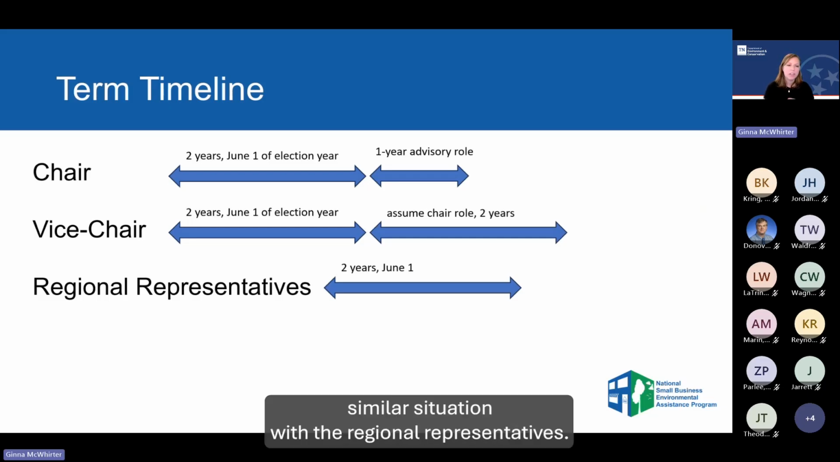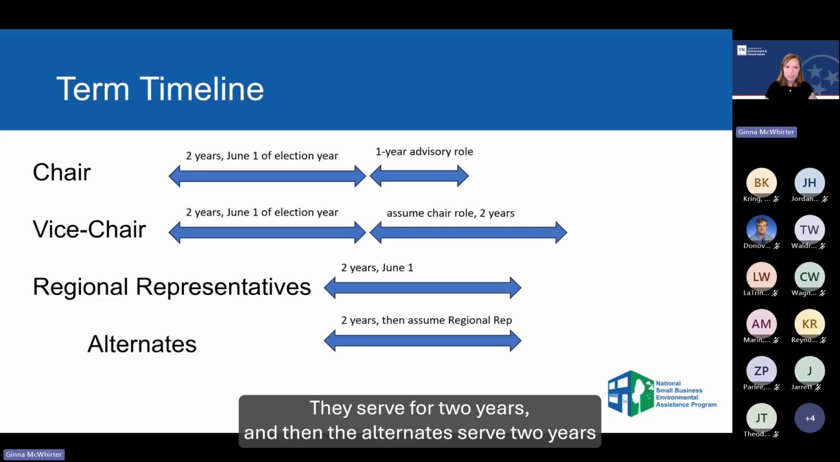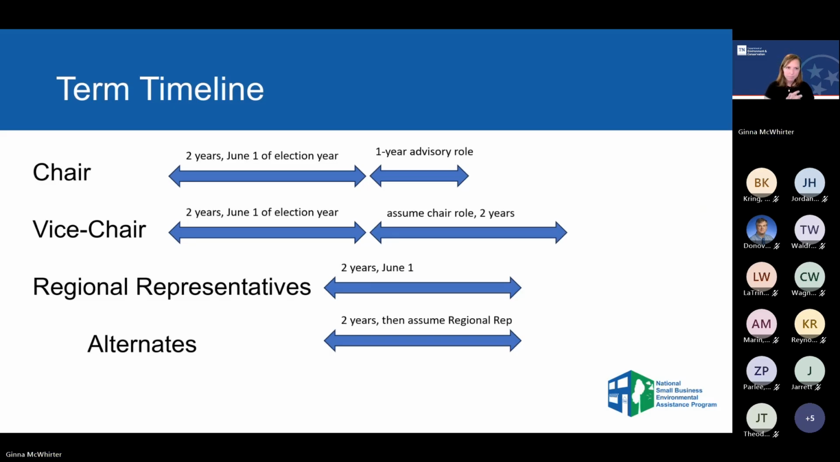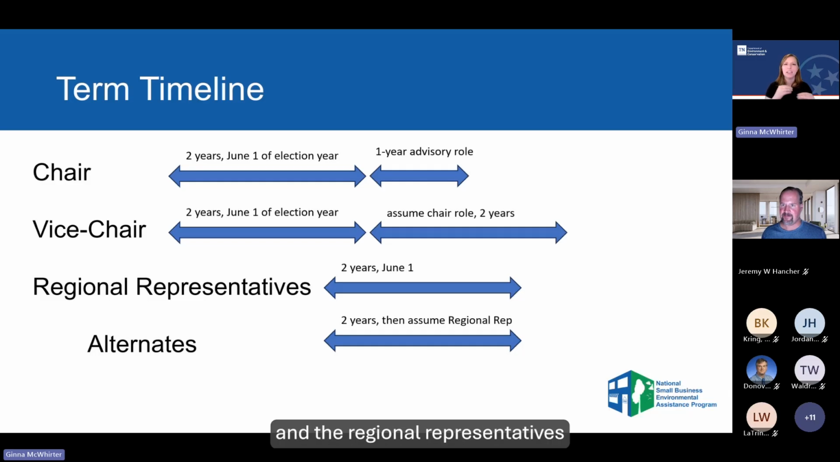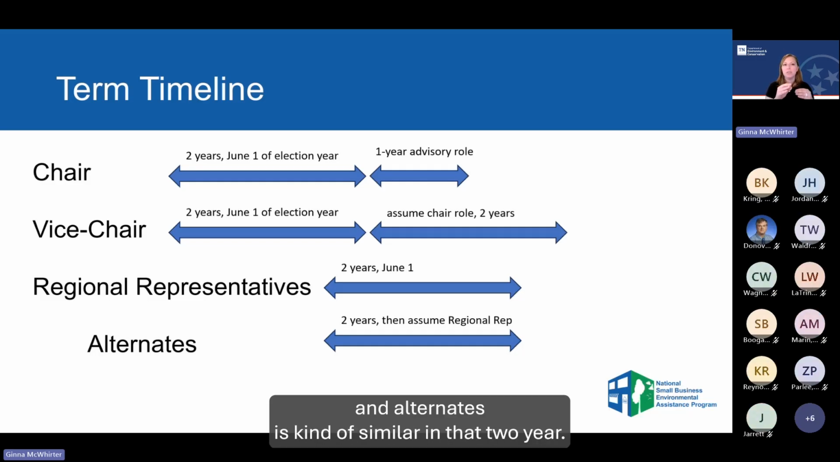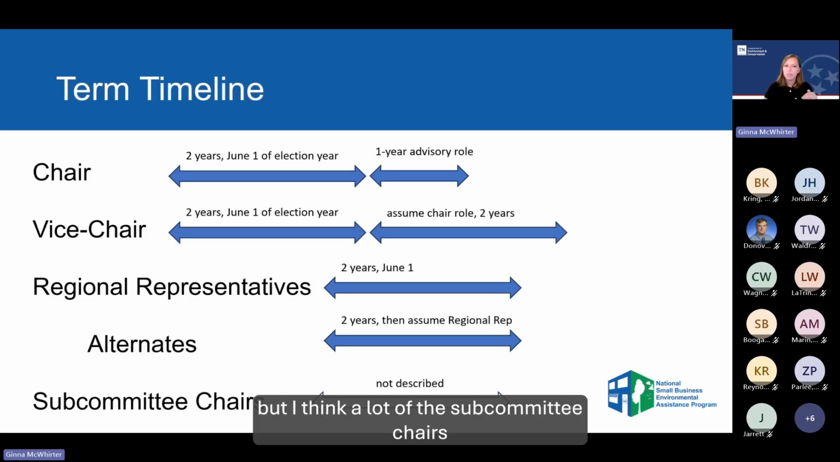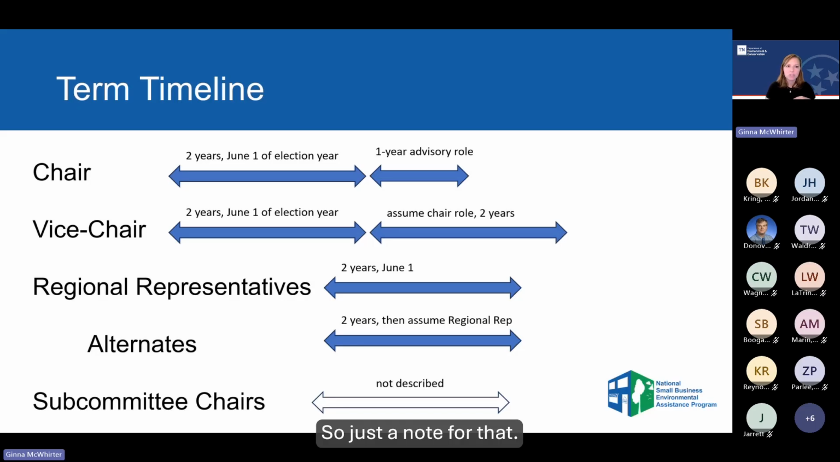It's a similar situation with the regional representatives. They serve for 2 years, and then the alternates serve 2 years and then assume the role of regional representative. So you can see how the vice chair and chair situation and the regional representatives and alternates are similar, in that there are 2 years and then a rolling into the elevated position. And then it doesn't actually talk about the subcommittee chairs, but I think a lot of the subcommittee chairs do a similar thing, serving those 2 years. So just a note for that.